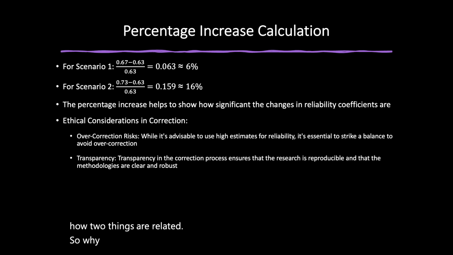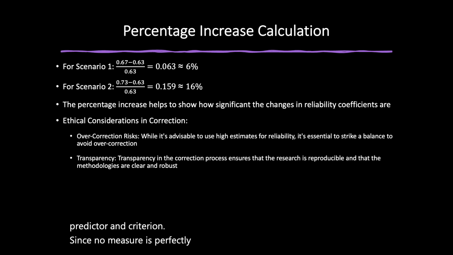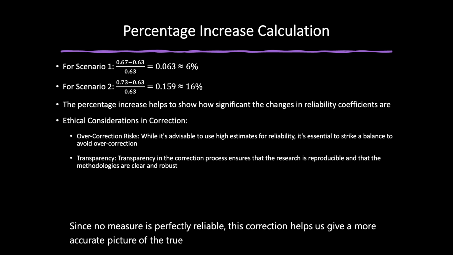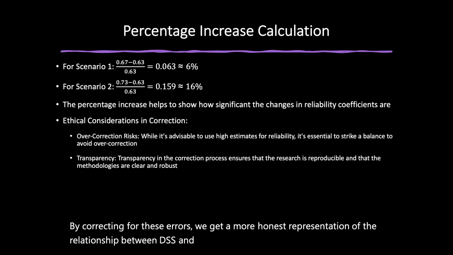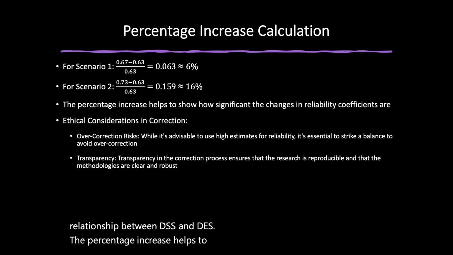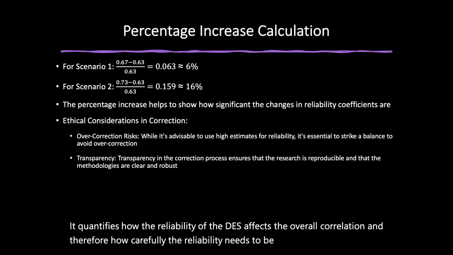So why these formulas? These calculations are used to correct for the measurement error in the predictor and criterion. Since no measure is perfectly reliable, this correction helps us give a more accurate picture of the true relationship between the predictor and criterion. By correcting for these errors, we get a more honest representation of the relationship between DSS and DES. The percentage increase helps to show how significant the changes in reliability coefficients are. It quantifies how the reliability of the DES affects the overall correlation and therefore how carefully the reliability needs to be considered in real-world applications.